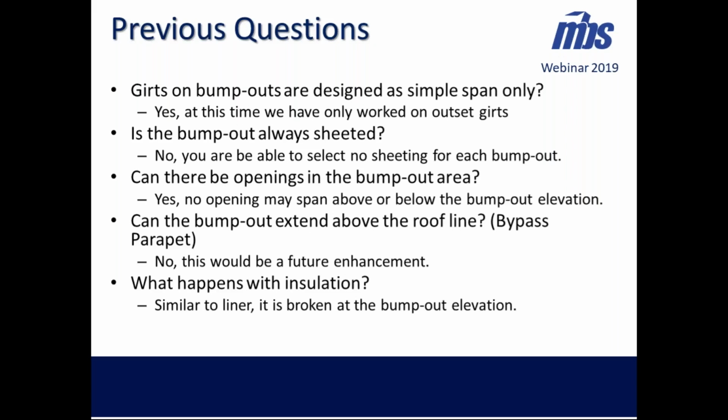Another question was, can there be openings in the bump out area? Yes, you may. As you saw, you can put walk doors, windows in the bump out region, and you can put openings below. The only thing we require is that you do not put openings that cross or transition across that bump out transition point. So any jambs going up must stop at a girt at or below that bump out height. And likewise for any jambs above, they're not going to go any further down than the bump out girt at the bottom.